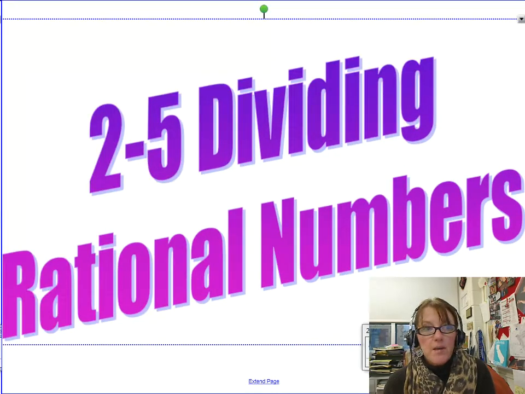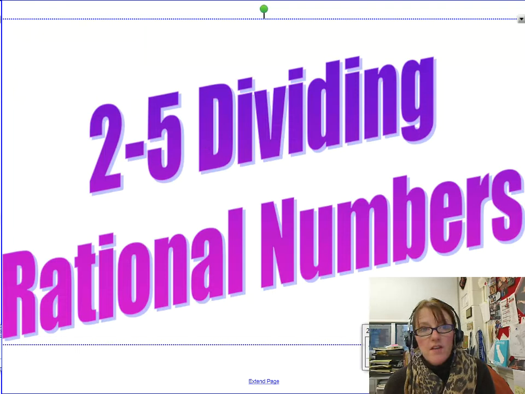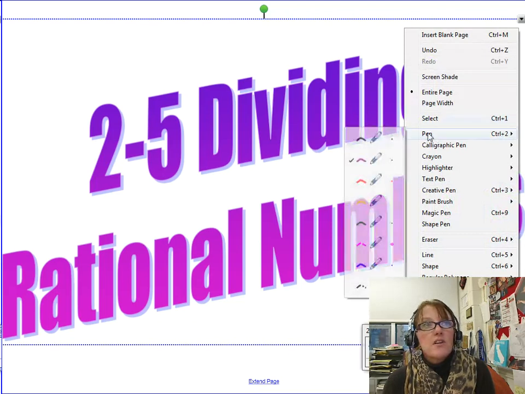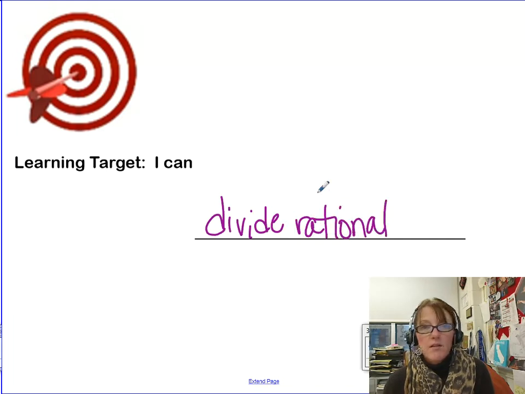So at the top of your notes right now, make sure you have your note sheet out, it should say 2-5 or 02-05, and it's about dividing rational numbers. Today's learning target is pretty simple: I can divide rational numbers.